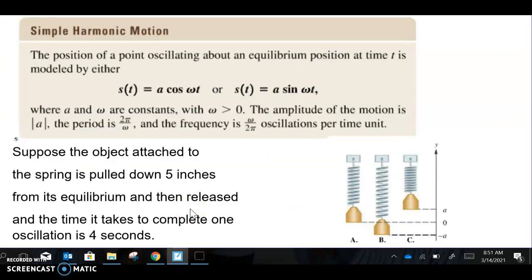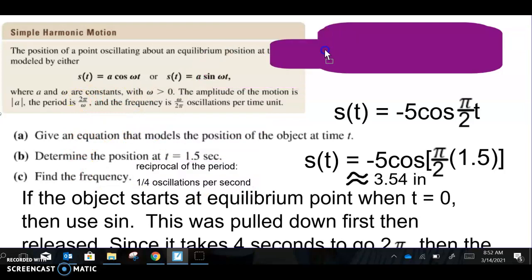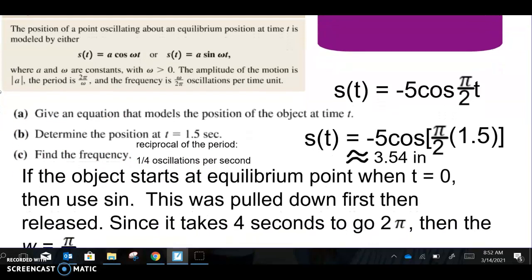Where'd I get the inches? Right here. It said it was pulled down 5 inches from its equilibrium and then released. The time it takes is 4 seconds. Okay, find the frequency. Well, the frequency is just the flip of the period. Since it's the reciprocal of the period, it's 1/4 oscillations per second.